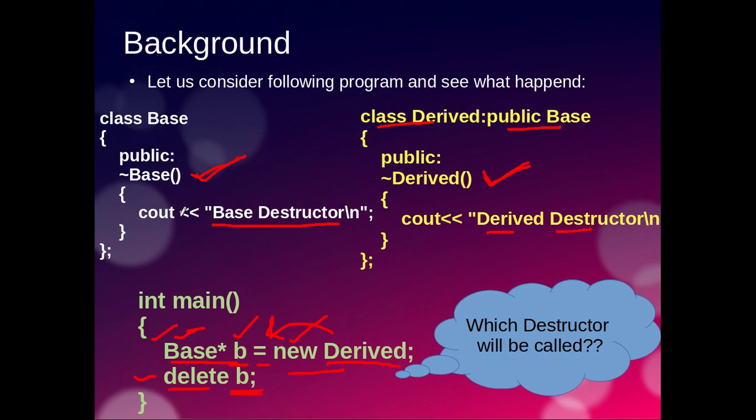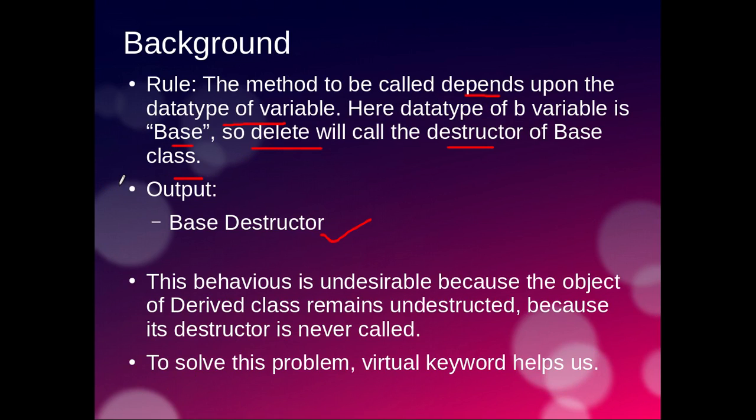This line appears due to the execution of the line contained in the destructor of the base class. Because now the b variable is a variable of the base class, the data type of b is base, so it will call the destructor of the base class only. So that is the rule, and you must understand it. The method to be called depends upon the data type of a variable. Here the data type of b is base, so delete will call the destructor of the base class, and we will get the output: base destructor.